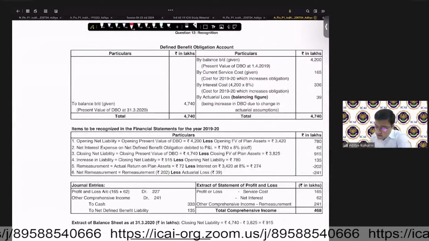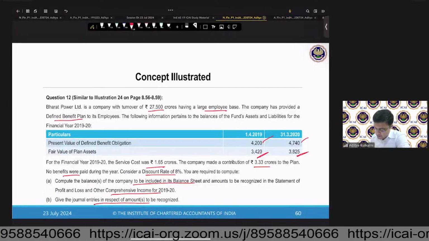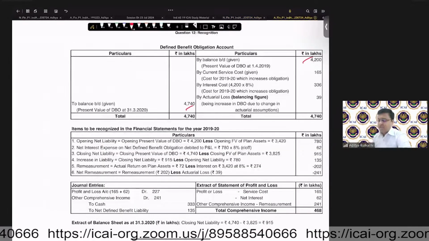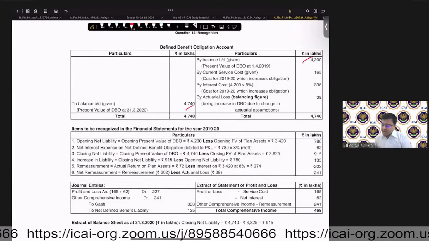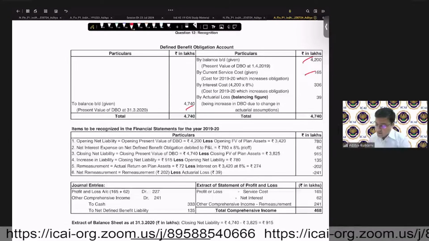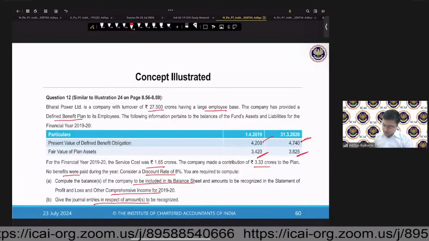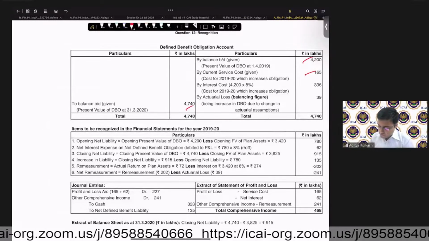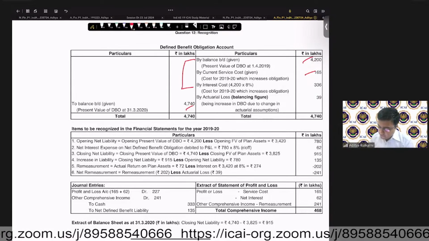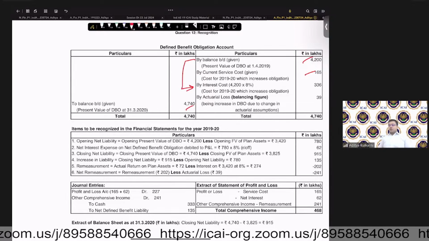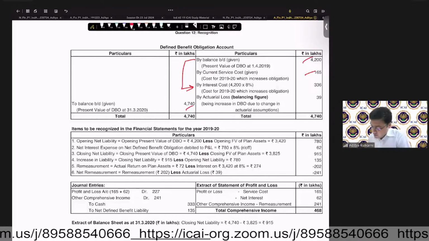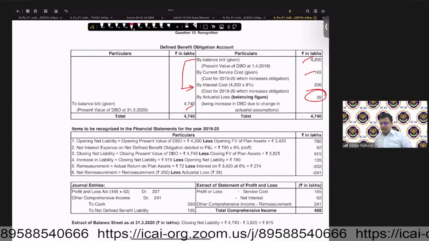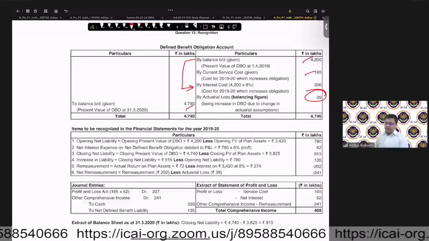Coming to obligation, you are given opening balance 4,200, closing 4,740. Coming next, current service cost 165 is given in the question. Interest cost, this is obviously based on the opening balance 4,200 into 8%. So the balancing figure is going to be your actuarial loss.